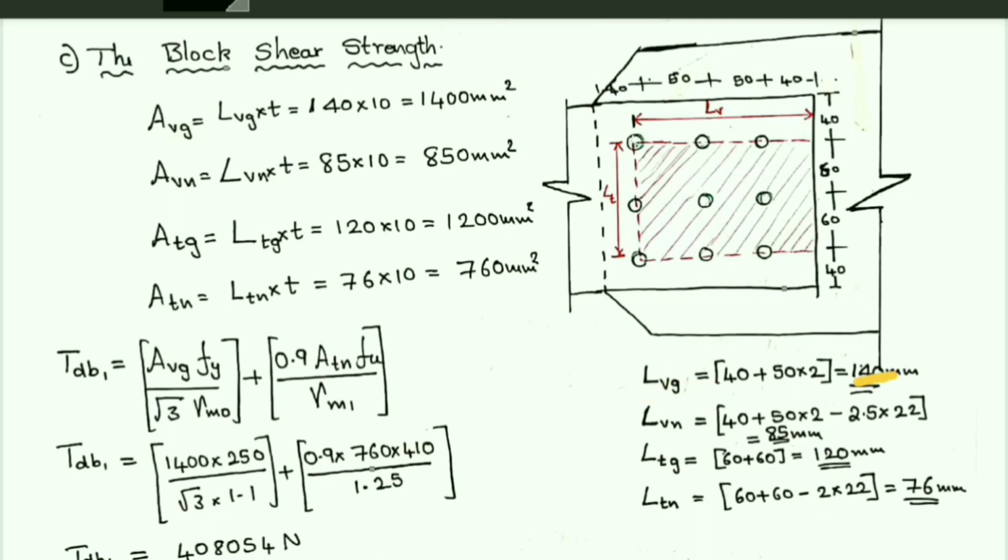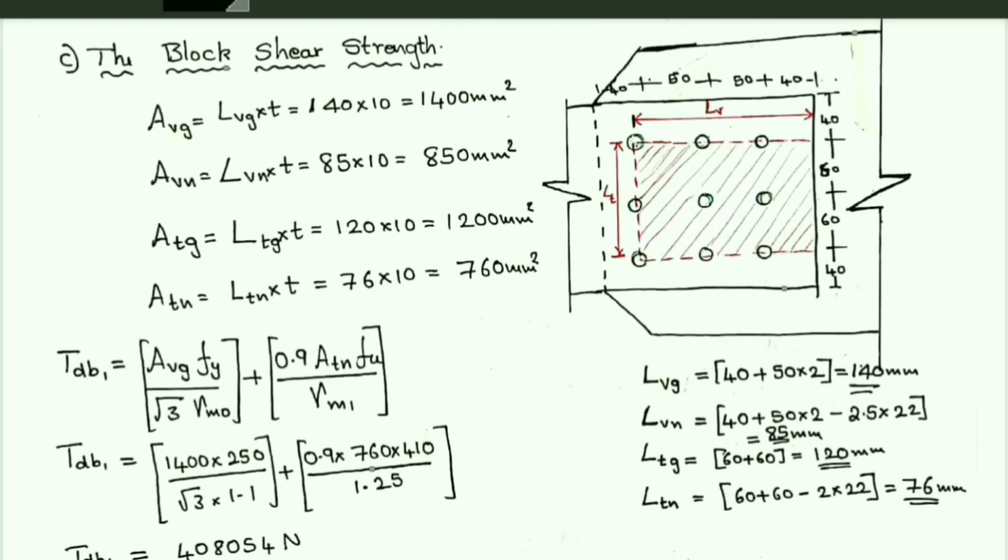When we go for the net area, LVN becomes 40, that is the edge distance, plus 50 into 2, so the total length is 140 mm, minus the number of bolts to be reduced, which is 1, 2 and 2.5. The last bolt only half you need to consider, because the block shear will be taken to the center of the last bolt. So 1, 2 and 2.5 minus 22 mm bolt hole. Substituting that, it will be 85 mm.